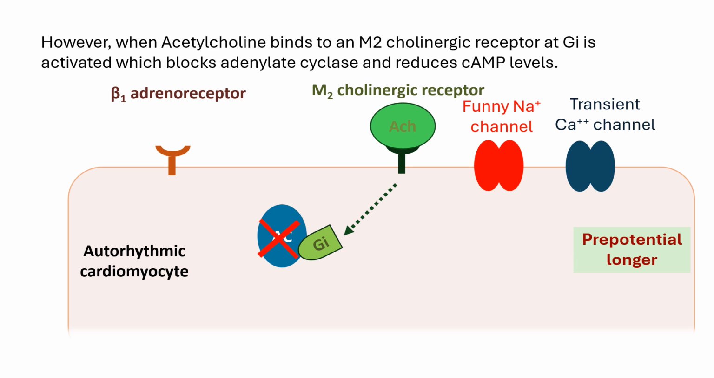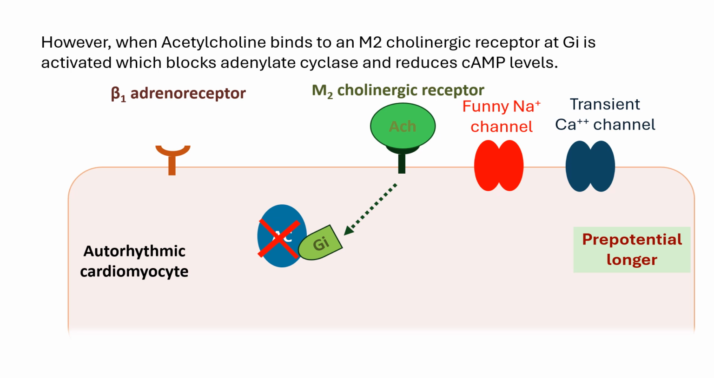Conversely, if we have, as we usually do in the same cell, cholinergic receptors, M2 cholinergic receptors, or muscarinic receptors as they may be known, they bind acetylcholine. If you remember, acetylcholine is released by parasympathetic neurons to reduce heart rate. So acetylcholine binds to its M2 receptor, but in this case it activates an inhibitory G protein.